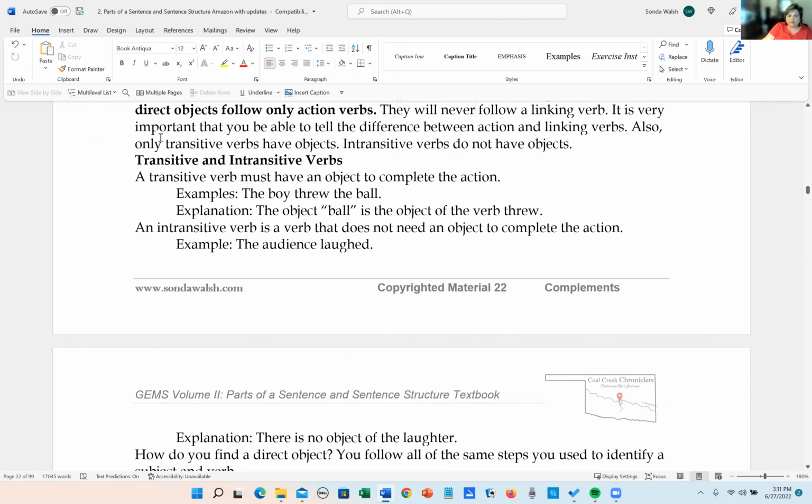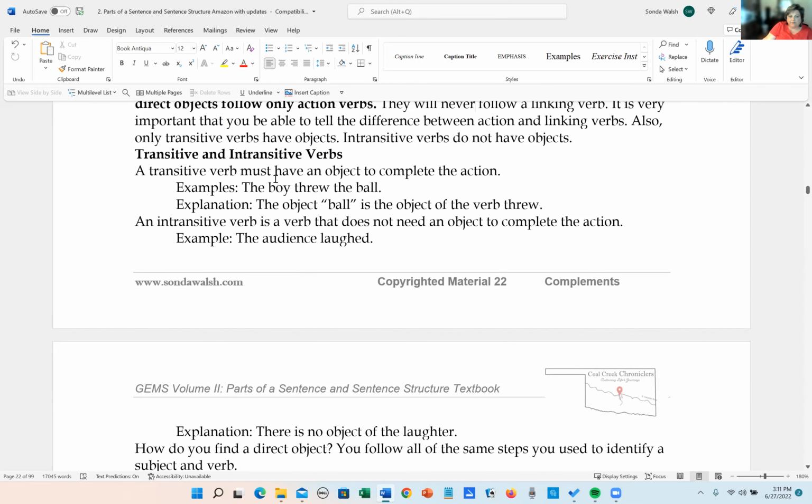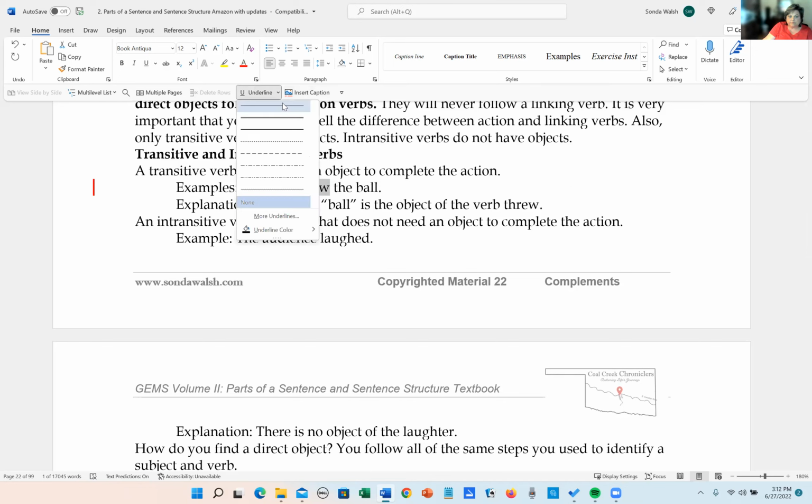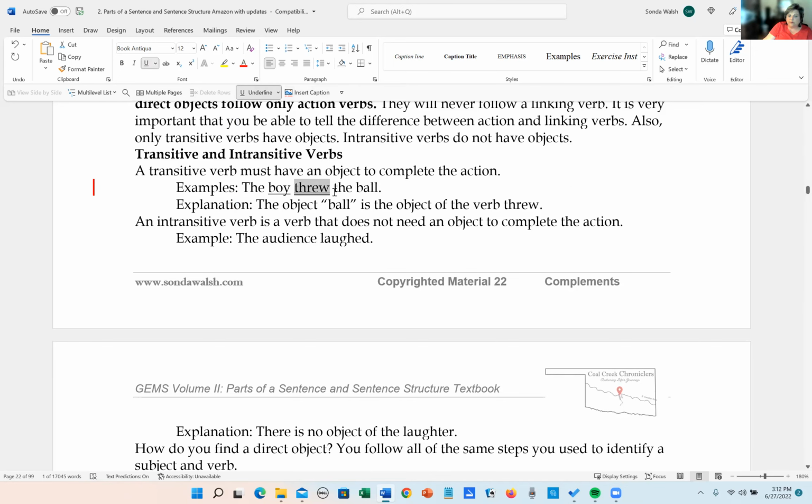All right, let's talk about transitive and intransitive verbs. A transitive verb must have an object to complete the action. For example, the boy threw the ball. So here we have boy is our subject. Threw is the action verb. And then, the boy threw what? The ball. The ball is the direct object.